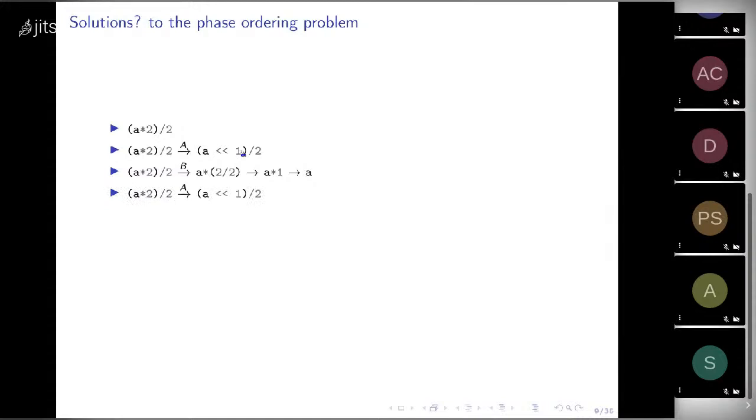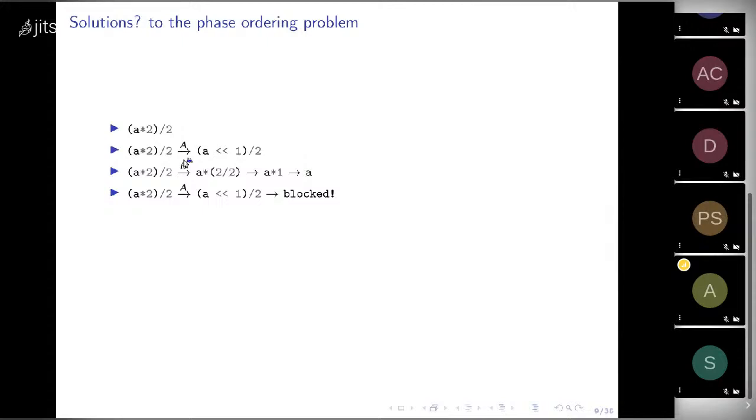And worse, the problem is that once we run an a, it now looks like this. And once it looks like this, we can't actually run a b anymore, because b tries to pattern match on a pattern that looks like a times x divided by x, but this looks like a left shift 1 divided by 2. So the pattern that corresponds to b doesn't actually work anymore.